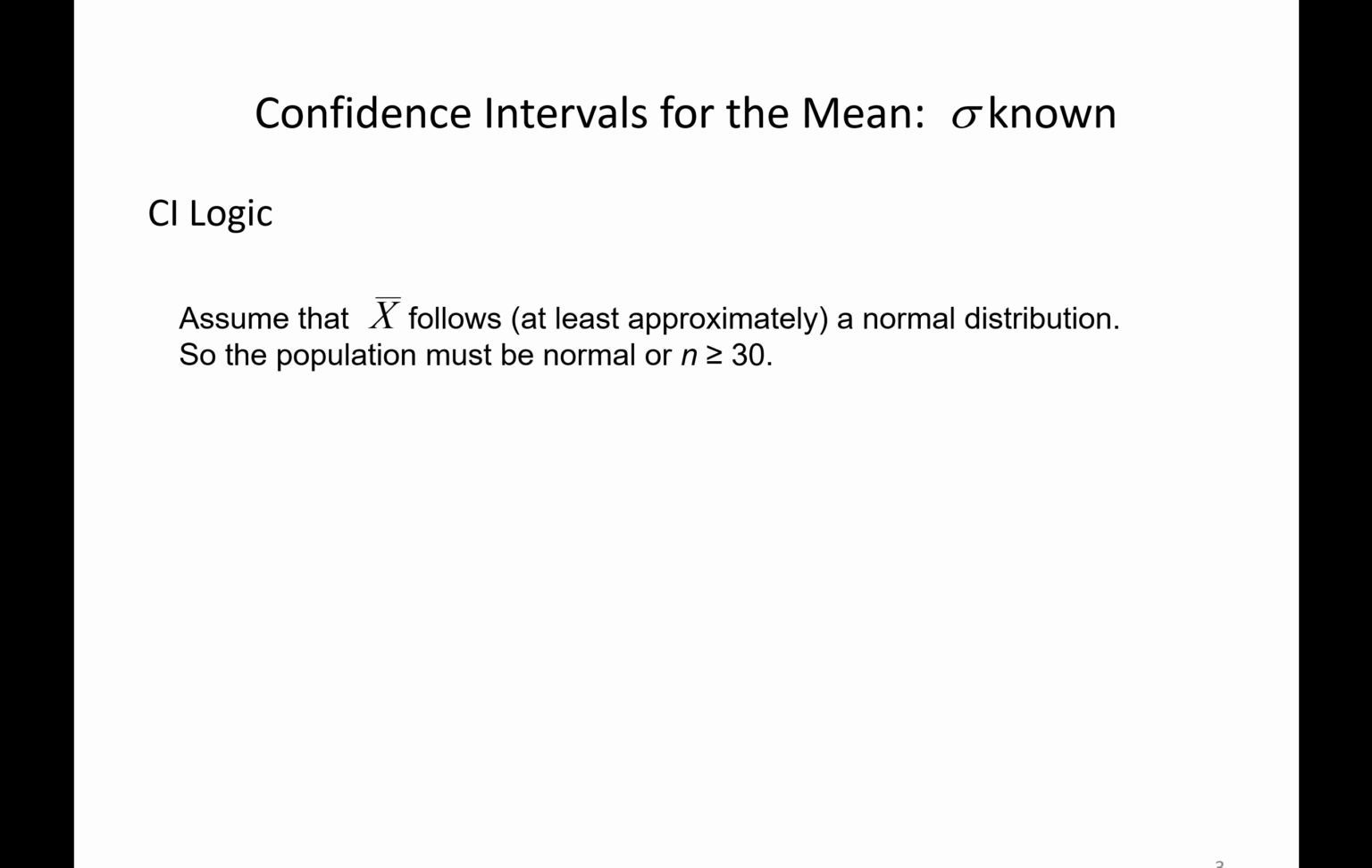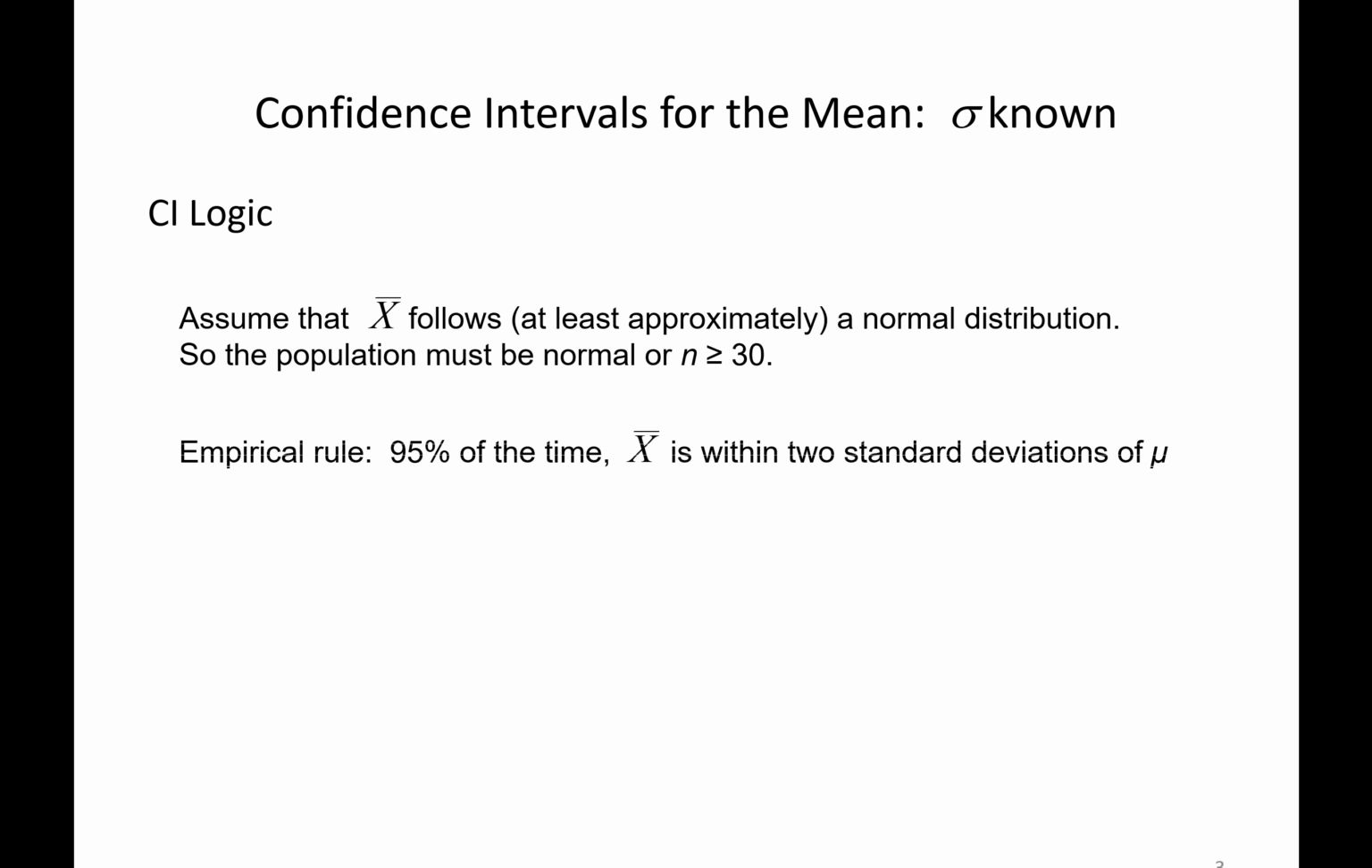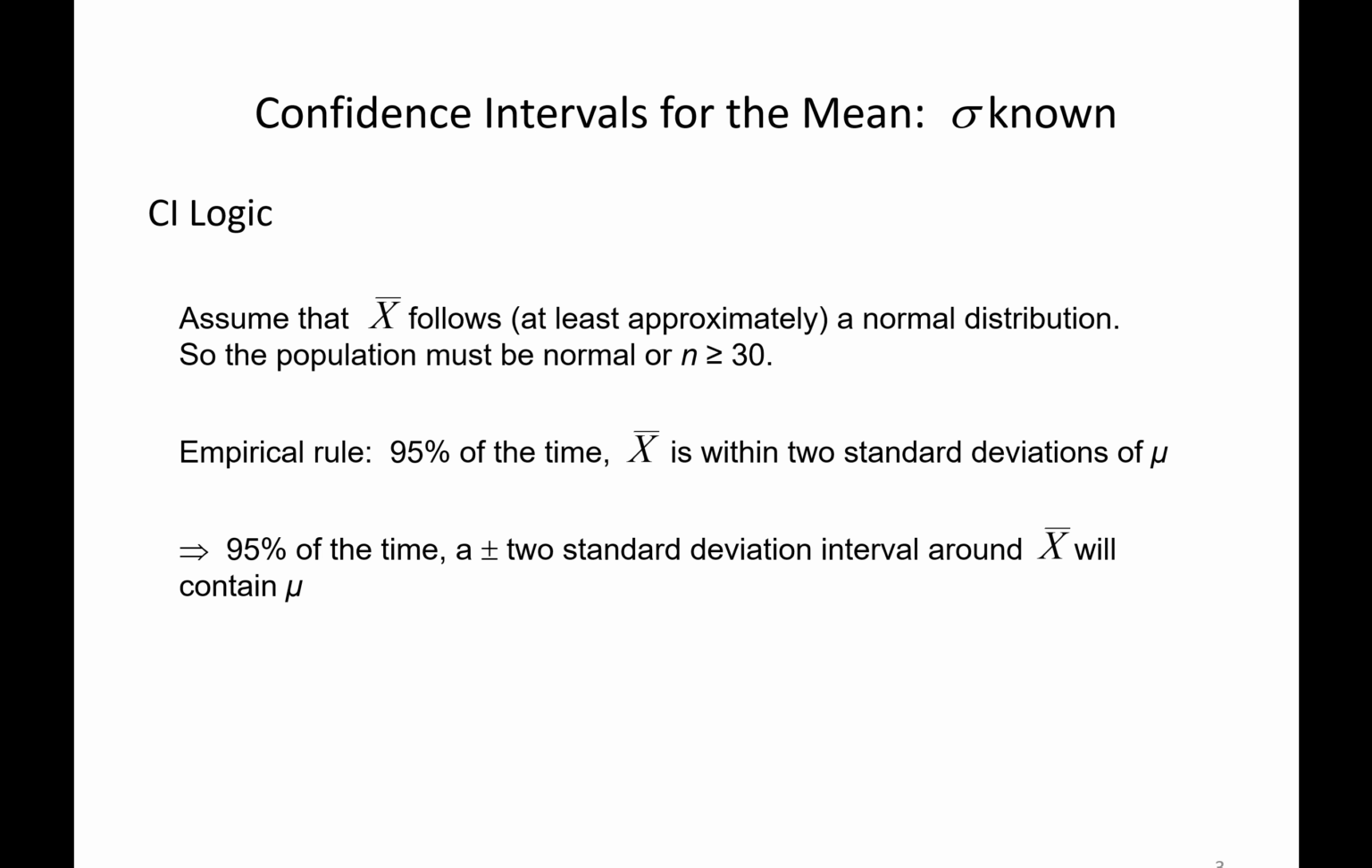The logic of confidence intervals comes from the fact that, first of all, x bar is going to be at least approximately normally distributed. So in other words, the population is normal or the sample size is bigger than 30. And the empirical rule tells us that about 95% of the time, the x bar is going to be within about 2 standard deviations of mu. So we would say a 2 standard deviation interval around x bar will contain mu about 95% of the time.